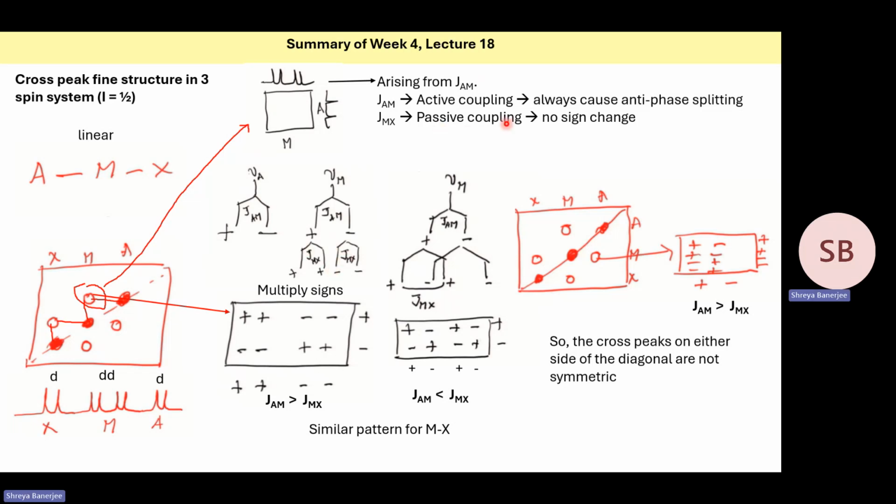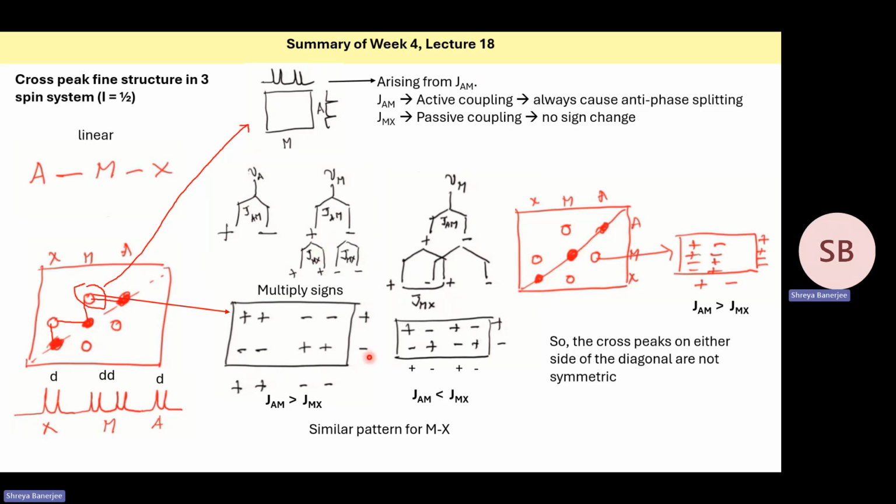This splitting is called passive coupling because the cross peak is due to A and M coupling. That is called direct coupling. All other couplings are passive couplings. So MX is passive coupling, and in passive coupling there is no change of sign. Plus will remain plus and minus will remain minus. So now you have four peaks on the x-axis due to M, that is plus plus minus minus. And on the y-axis, you have two peaks due to A, that is plus minus.